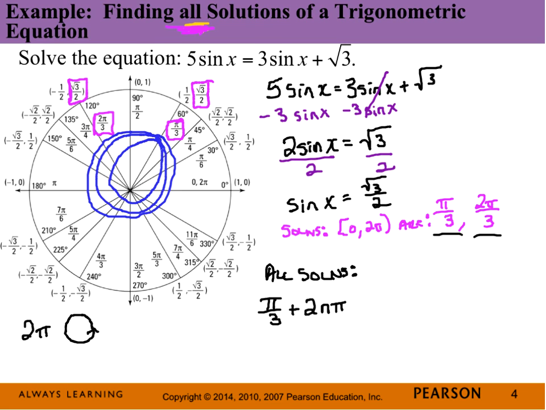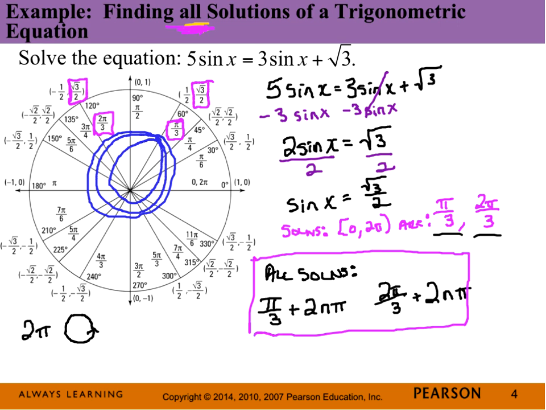And it's the same thing for 2 pi over 3. So if we start at 2 pi over 3, as long as we're making full rotations through the plane, we're still going to land at 2 pi over 3. So all solutions for that equation are given by pi over 3 plus 2n pi and 2 pi over 3 plus 2n pi.